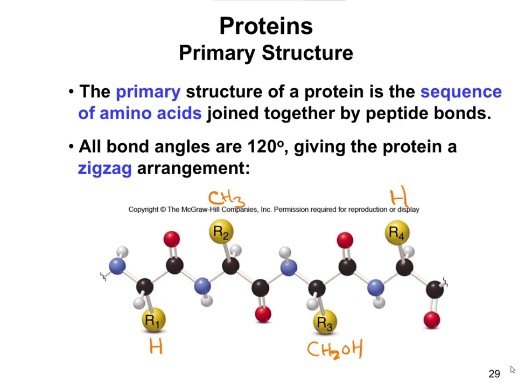You would say that this particular protein would have a sequence of glycine, alanine. So down here, let me write it this way: glycine, alanine, serine, and then glycine again. So the primary structure is just the names of the amino acids in the order in which they show up, coming from the N-terminus to the C-terminus.